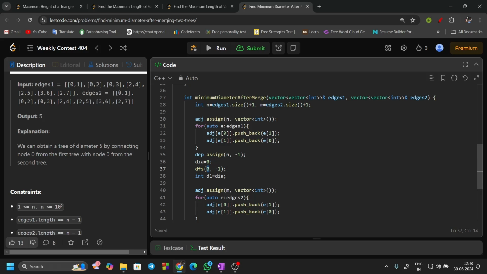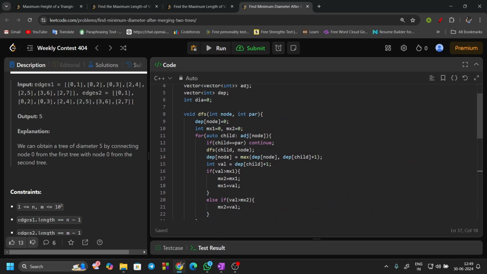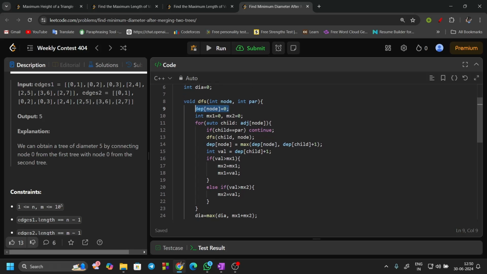We can assume any root. I'm assuming 0 as my root and starting my DFS from there. With that as the root, I'll initialize the depth of that node to 0. And what's my transition for depth? The depth of a node is the maximum among all its children of the depth of the child plus 1. So initialize with 0, and among all its children, take the maximum of depth of child plus 1. We have just maximized it with depth of child plus 1.